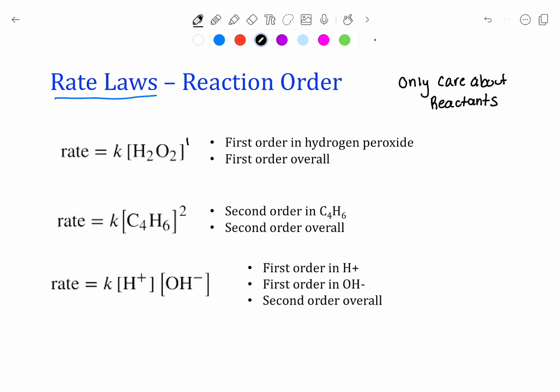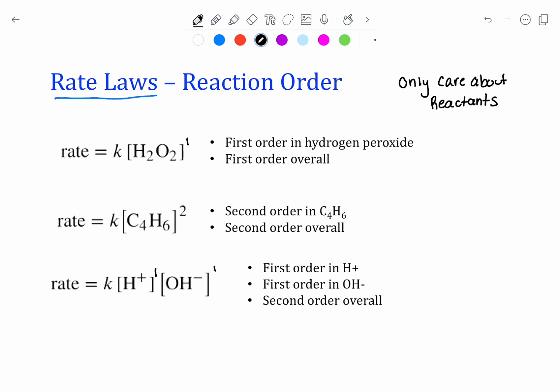If we have more than one reactant, like we do in our last rate law here, we get k is equal to the concentration of H plus raised to the 1 and the concentration of OH minus raised to the 1. So this reaction is said to be first order in H plus, first order in OH minus, and second order overall.